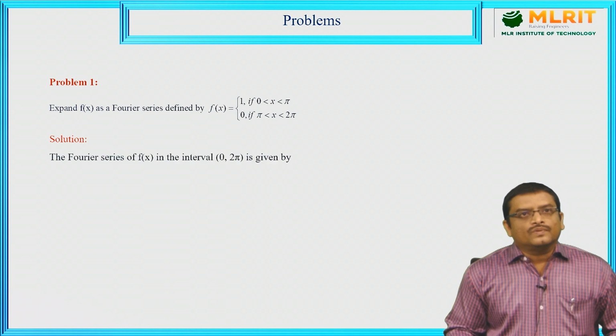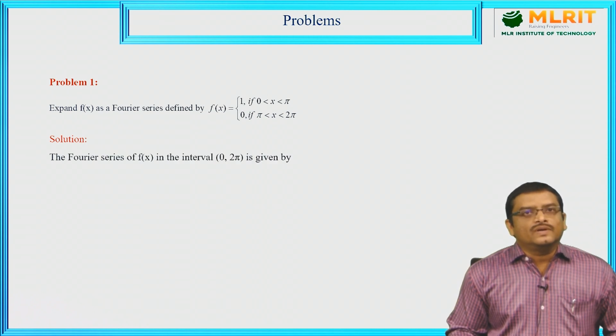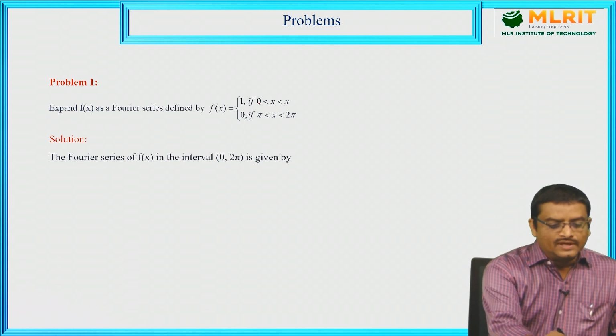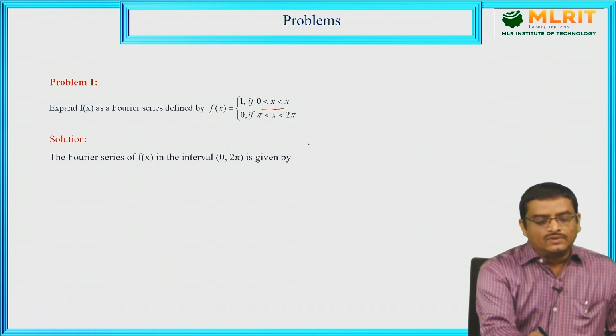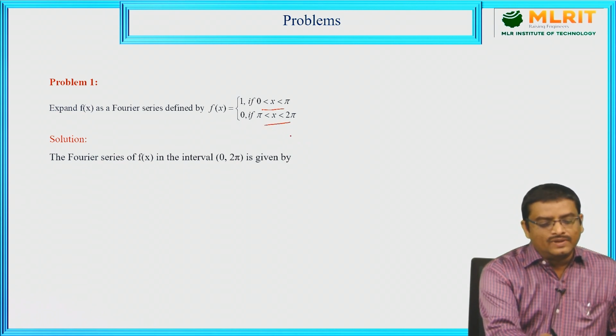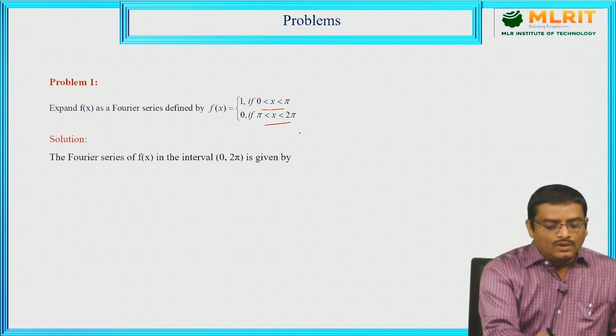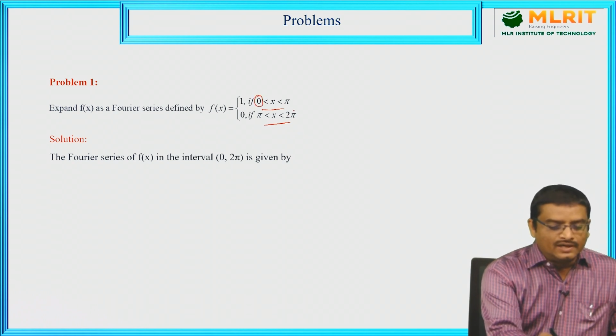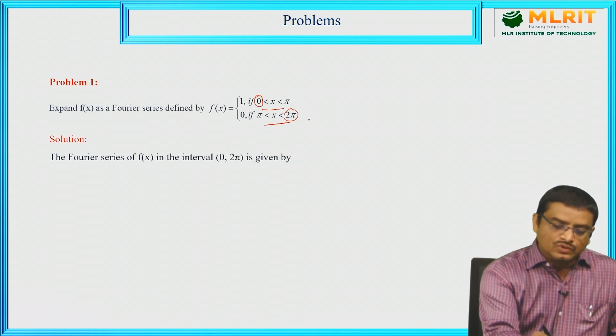This is the function given: f of x is equal to 1 whenever x lies between 0 to pi, and f of x is equal to 0 whenever x lies between pi and 2 pi. Here in the first condition the initial value is 0 and in the second condition the final value is 2 pi. So we can consider this as the interval 0, 2 pi.